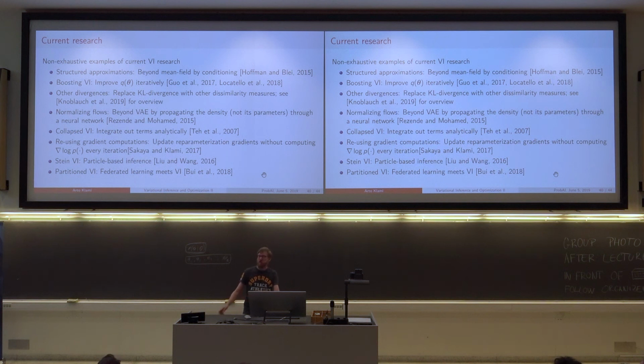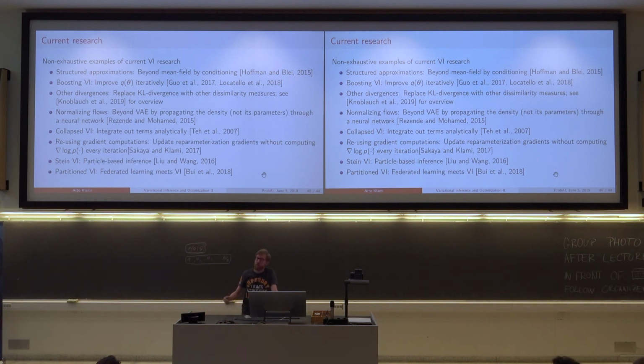There's lots and lots of work on getting rid of KL divergence. There are other divergences that have nice technical properties. For example, you can reduce the effect of underestimating the variance by switching to another type of divergence. I put here a link to a recent paper that essentially covers all of those and tells about the theoretical properties of those.